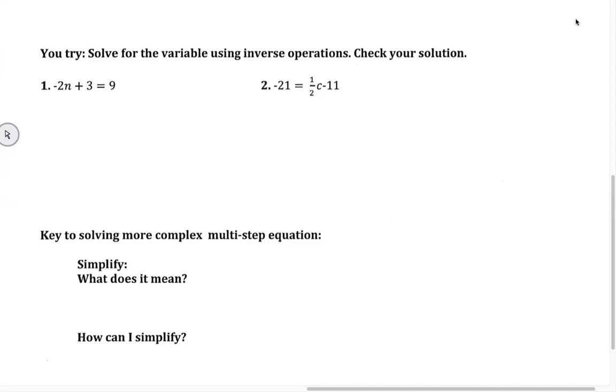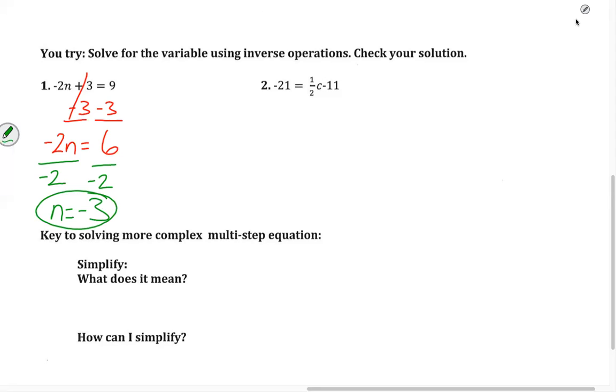All right, first thing we need to do is subtract the 3. Because I want to get rid of the addition first. So I subtract the 3. Notice I'm working down the page. So I have negative 2n equals 6. And now from here, I need to undo the multiplication. So it says multiply by negative 2. So I'm going to divide by negative 2. And that gives me n equals 6 divided by negative 2, which is negative 3. And I'm done.